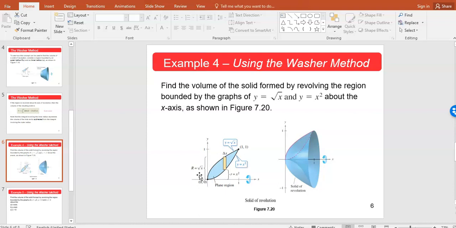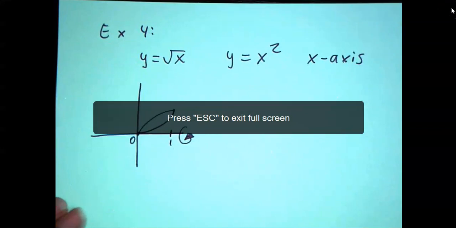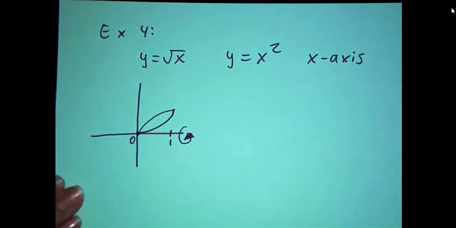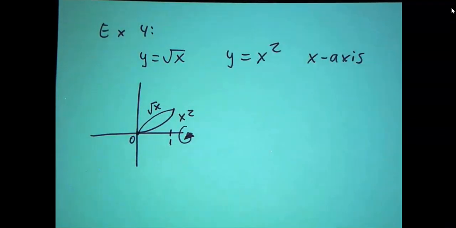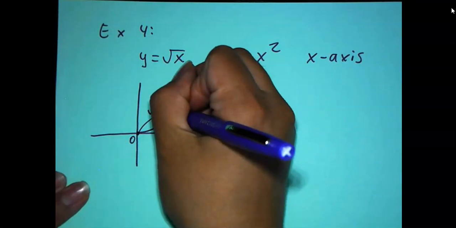I'm going to do a little sketch of the graph just like we have it here. We're rotating it on the x-axis, so it's going to be in terms of dx. It's very important that we know where they intersect. So this is what we're looking at. The function on the top is the square root of x. The function on the bottom is x squared. We're rotating it on the x-axis, so I'm going to get the bigger radius, which is this one right here.